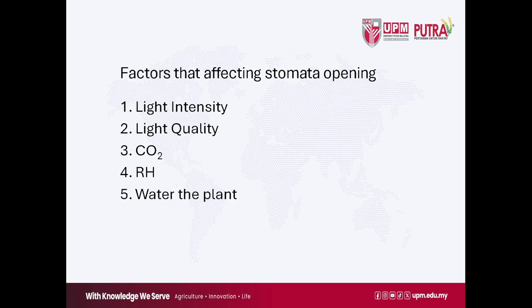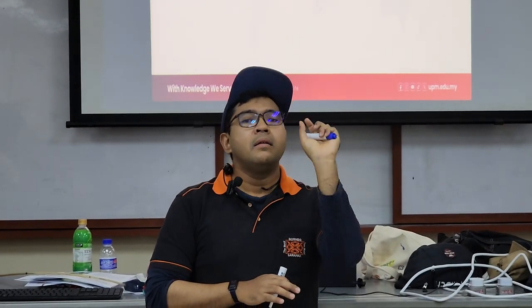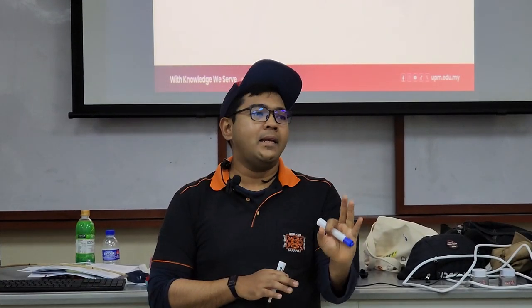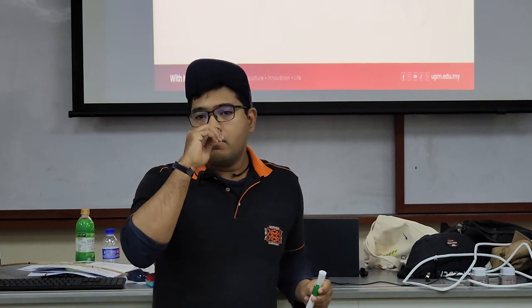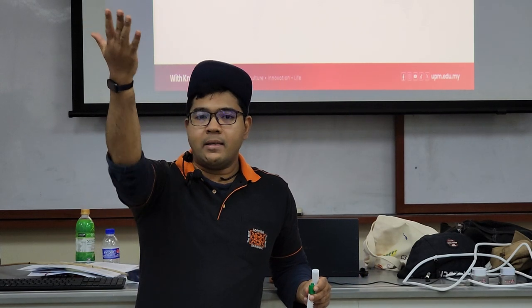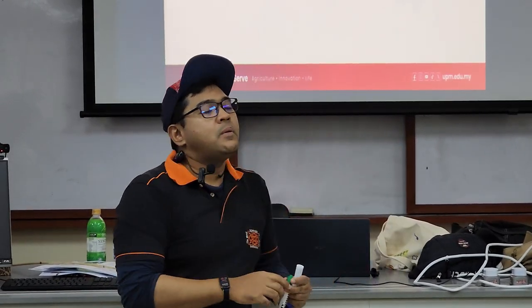Yang kedua, light quality. You see, one of the characteristics of guard cells, on the surface of the guard cell, ada gambar sausage tu. On the surface of the bean-shaped cells, full of blue light receptors. Yeah, phototropin. So, the moment this blue light receptor receives the blue light signals, it will trigger the guard cells to swell, to open. At the moment, what is the percentage of your blue light?